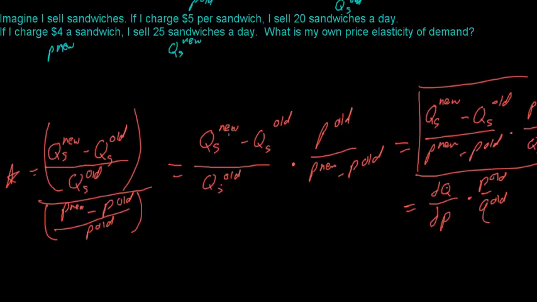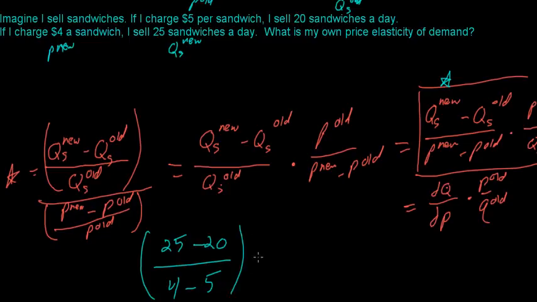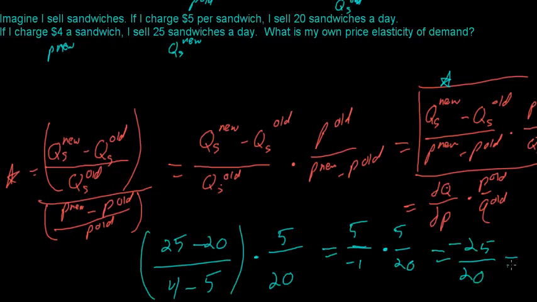So now I'm just going to do a little plug and chug, to be completely honest. I like working with this one over here. So we have quantity new, which is 25, minus the old quantity, which is 20, over the difference in prices, which is 4 minus 5. And that entire thing times our old price, which was 5, over our old quantity, which was 20. So let's do this out. 25 minus 20 is 5 in the numerator, and then we have negative 1 in the denominator, and then we have another 5 and we have 20. So this is going to be negative 25 twentieths, which dividing the entire thing by 5 will be negative 5 fourths.